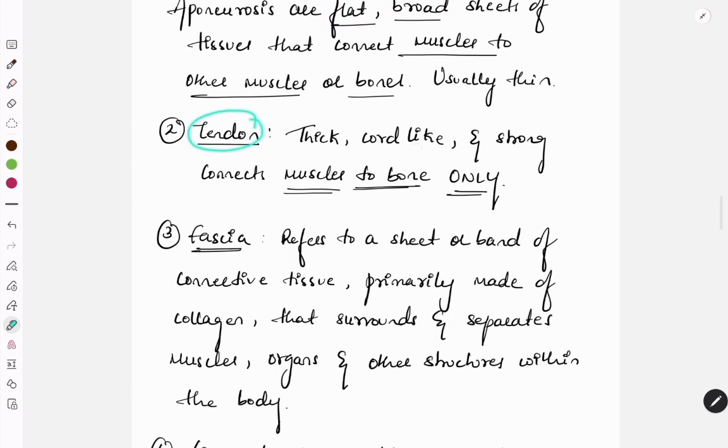Then what do you mean by tendon? Tendons are usually thick. They're not thin like aponeurosis. They are thick, they are cord-like, and they're strong, and they connect only muscles to bones. They do not connect muscles to other muscles.